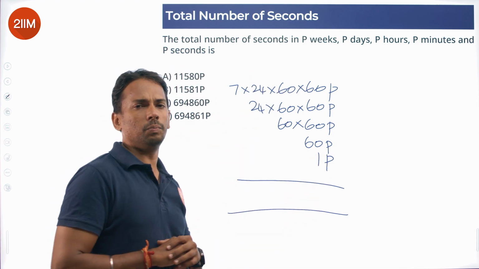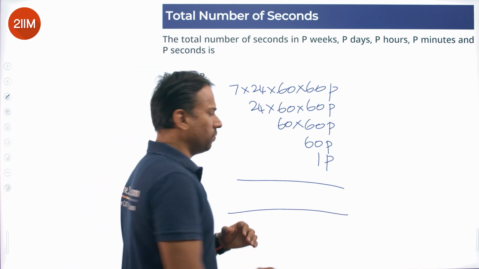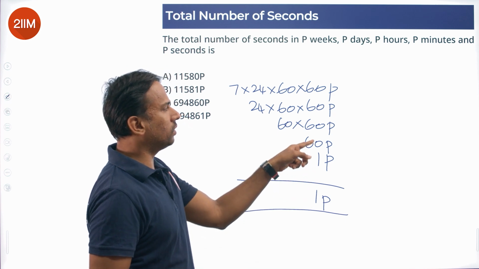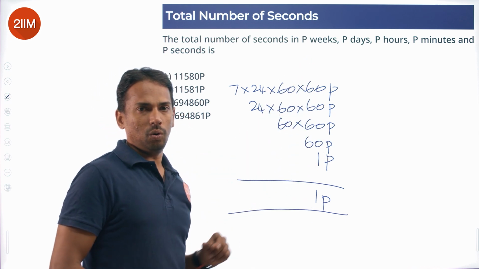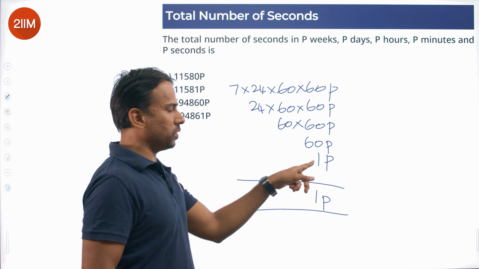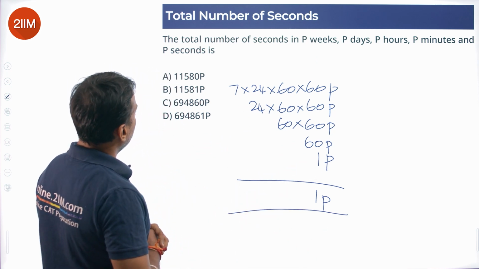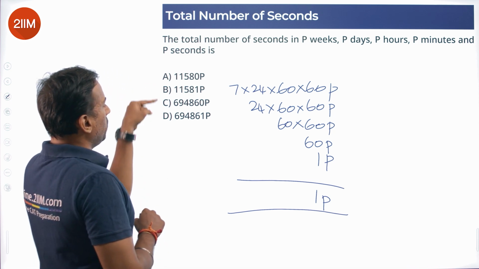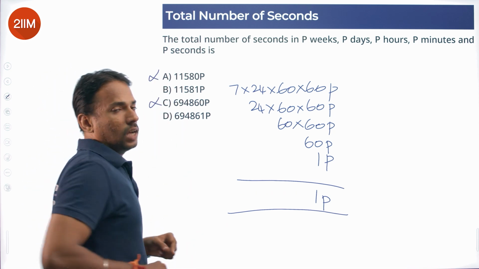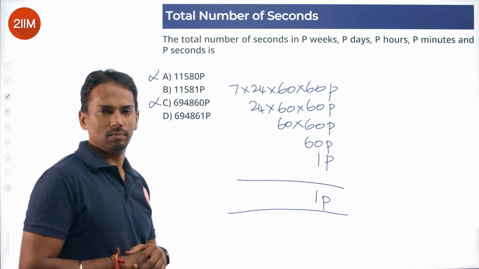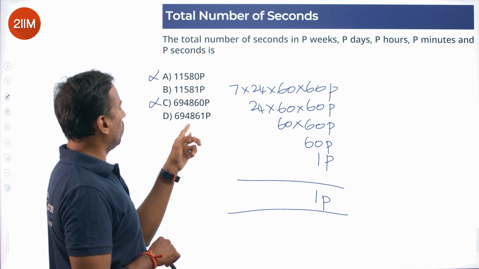Now one point is simple and clear that our answer must end with 1P. Because we have a 1P here, all the other units places are 0. That means 0 added with everything plus 1 should give you 1P. Now we'll check the answer. It's either B or D. We can remove A and C. I'm ignoring A and C because they are ending with some 0 P's. They can't be. So it's either B or D.